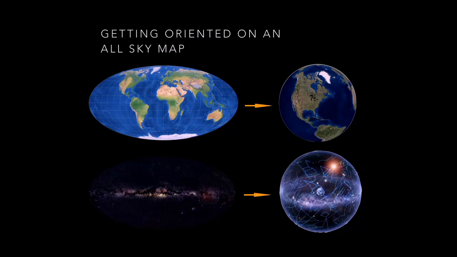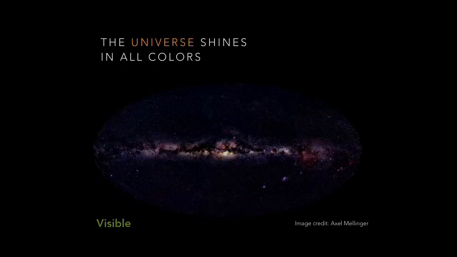Here you can see all the constellations, and here you can see the band of the Milky Way as it would look when you wrap it around and stitch it around. Okay, so back to the all-sky map. This is what the sky looks like in visible light. As you can see, there's lots of light coming mostly from stars in our galaxy.